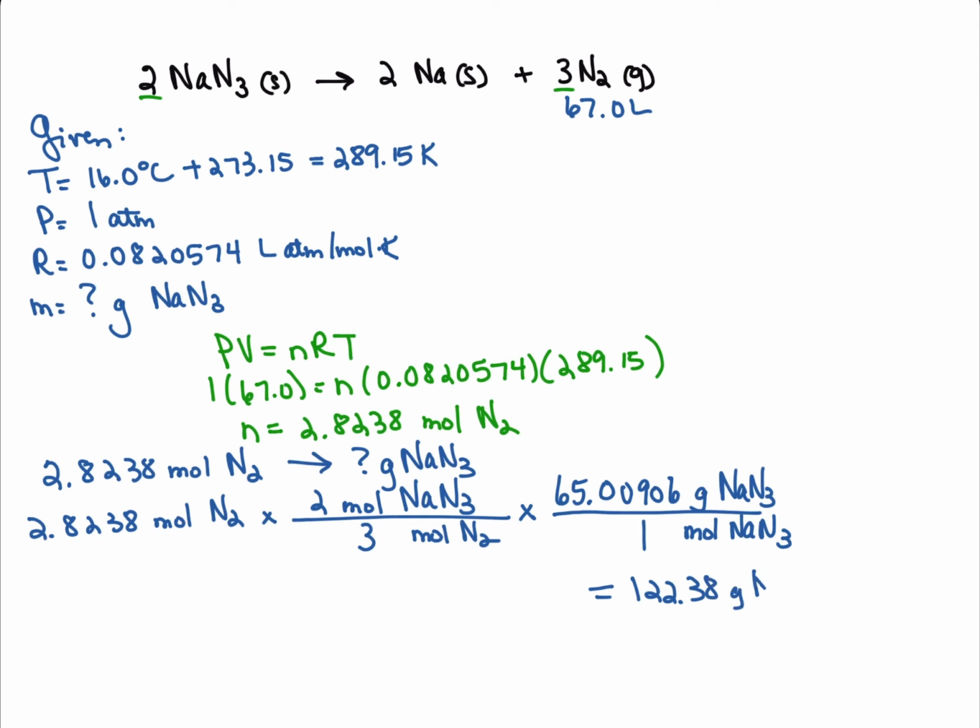And this gives me 122.38 grams of NaN3. But I want to make sure that I'm reporting my final answer in the correct sig figs. My volume is 67.0 liters. That's what we started with. That has only 3 sig figs, so my final answer needs to only have 3 sig figs. So my final answer is 122 grams of NaN3.